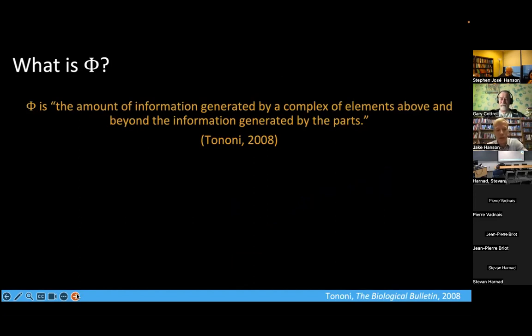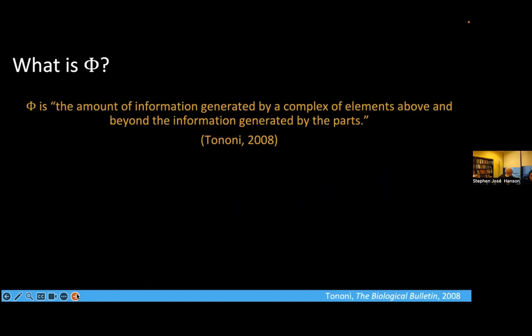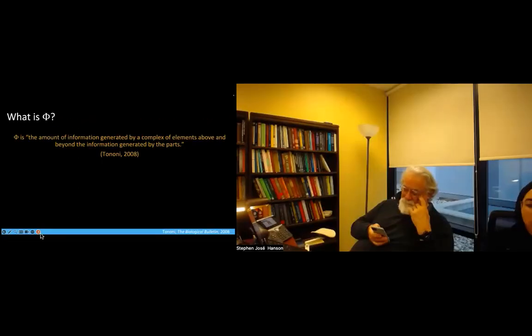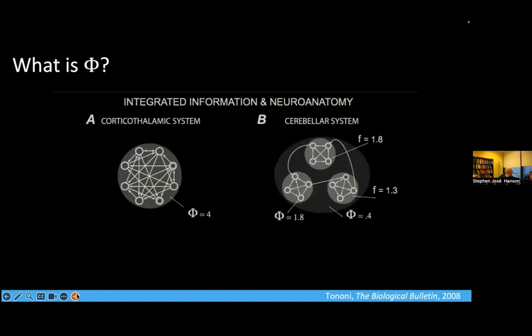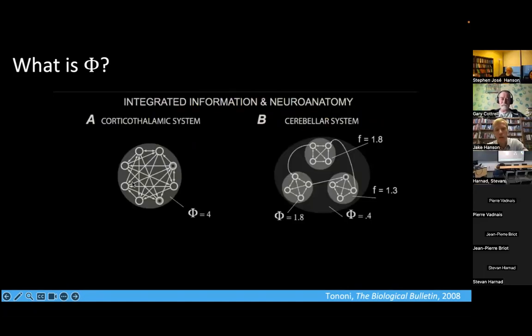All right, so how does the measure work? It's basically a measure of emergence. Or it's trying to be a measure of emergence. So phi is the amount of information generated by a complex of elements above and beyond the information generated by the parts. So, for example, on the left, you have a toy model of the corticothalamic system, which is highly integrated. There's lots of feedback connections, and it has a phi value of 4 in this system.